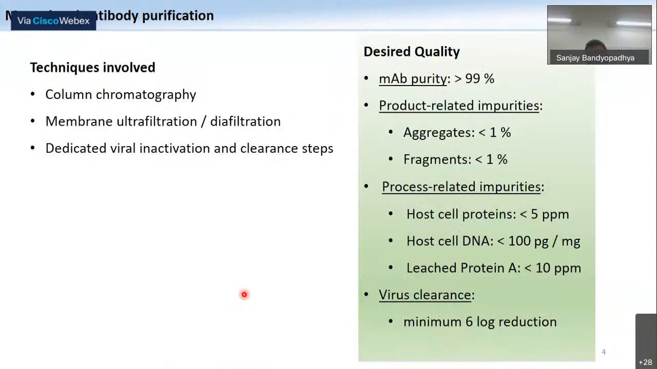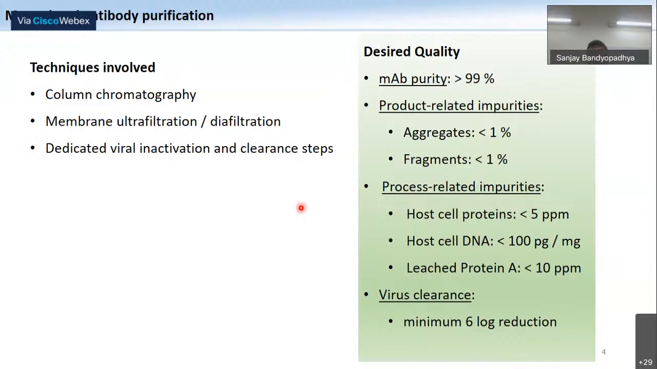So you know now how complex the molecule is that we are talking about. So for their separation in the laboratory, normally the conventional column chromatography technique is used for purification of the mAbs. And the purification process involves membrane ultrafiltration, diafiltration, because these molecules come out from mammalian cells. So there is potential risk of viral contamination. Therefore, one has to have a dedicated viral inactivation and clearance step in the process.